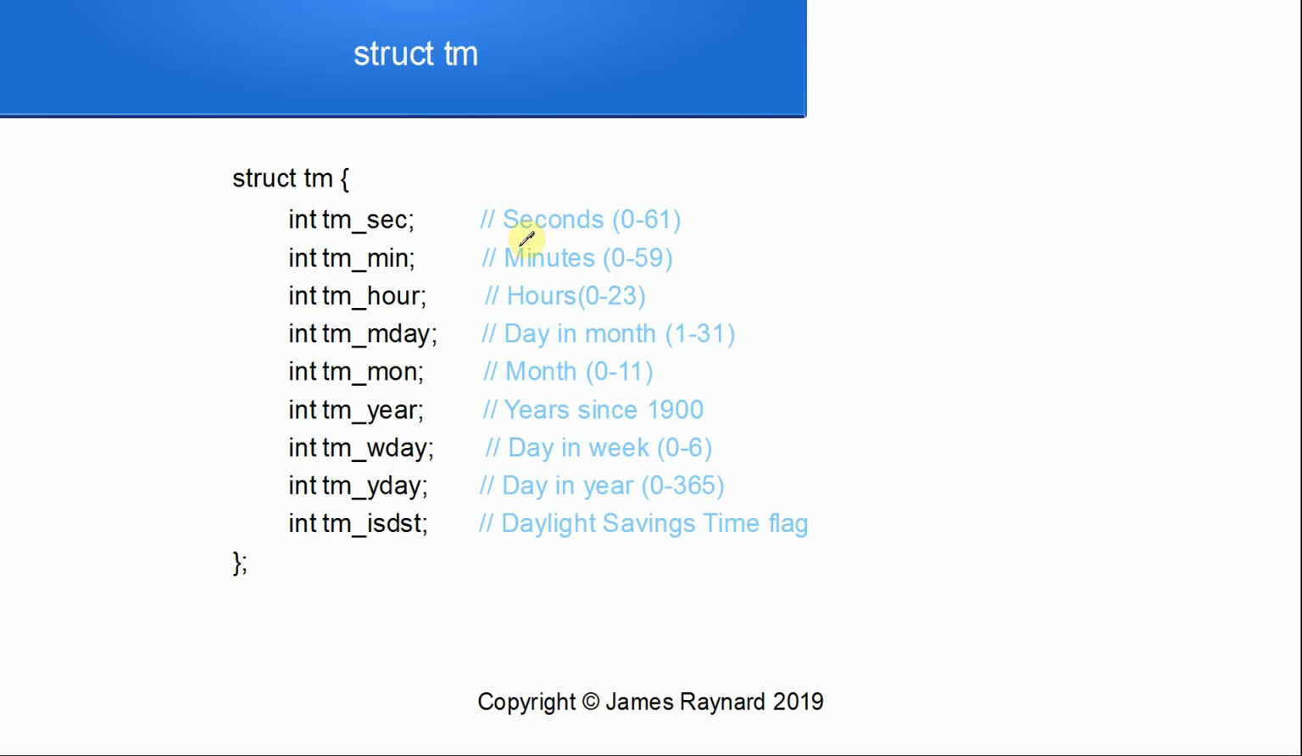You can see here that the formats are quite strange. Seconds goes from 0 to 61, so 0 to 59 is a normal minute. 60 and 61 are for leap seconds. Minutes and hours are 0 based. Day in the month starts with 1, not 0. Years since 1900, so 2019 is going to be 119.